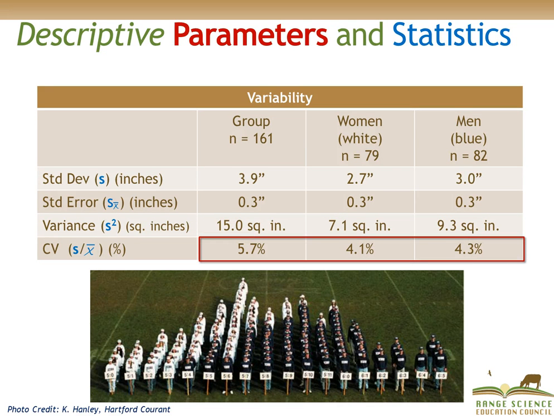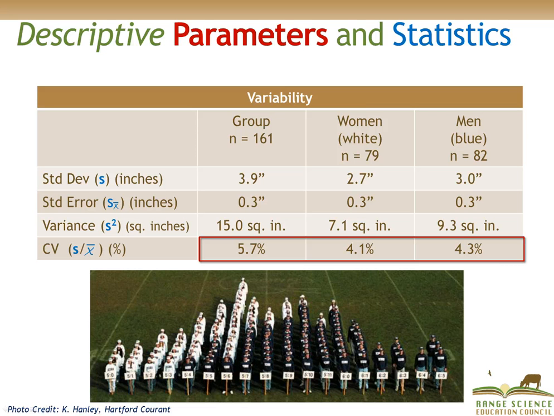Now, the coefficient of variation is an estimate of variability that is most commonly used when we are looking at groups that have very different means in terms of the magnitude of their means. The coefficient of variation is reported as a percentage, and it is the standard deviation divided by the mean. So the amount of spread in the data is weighted or relativized by the size of the mean.